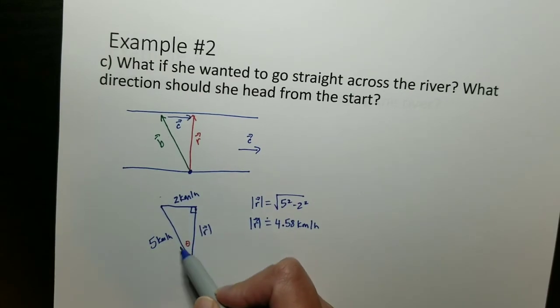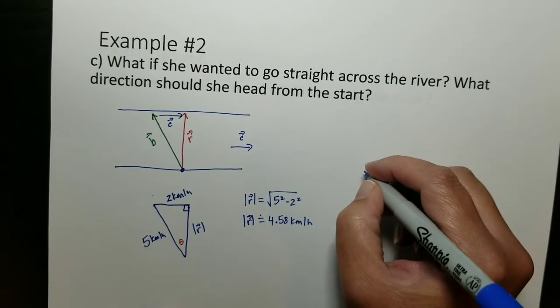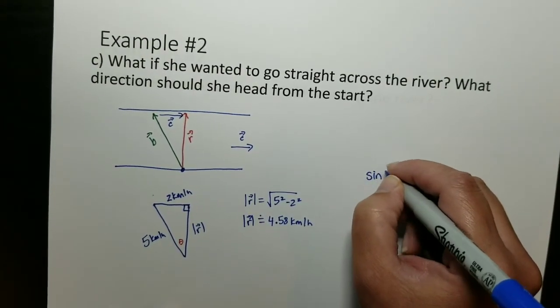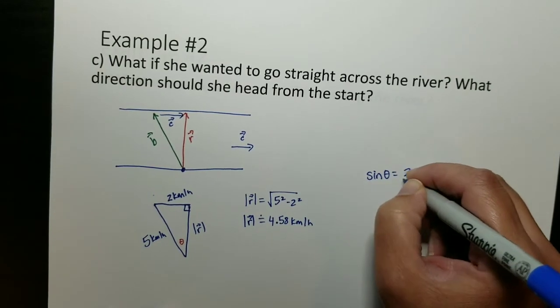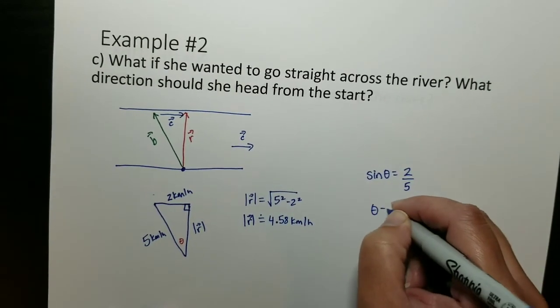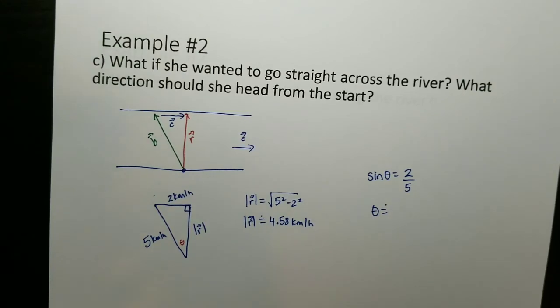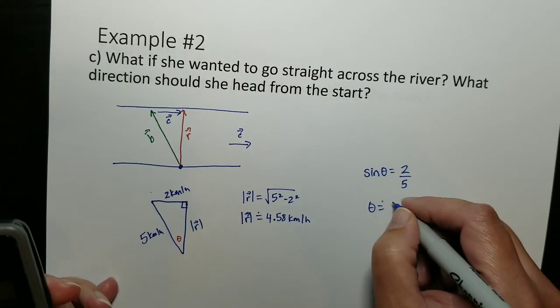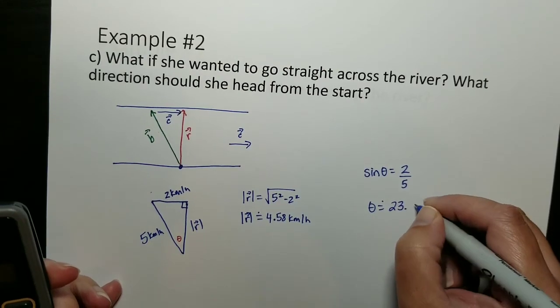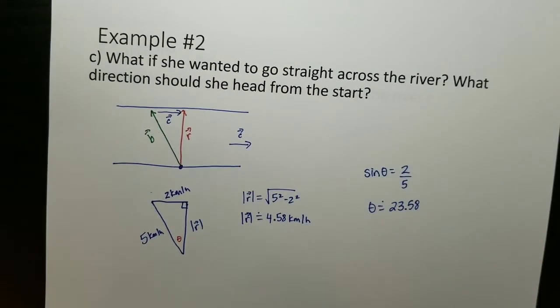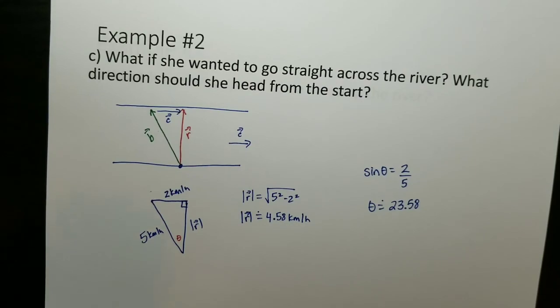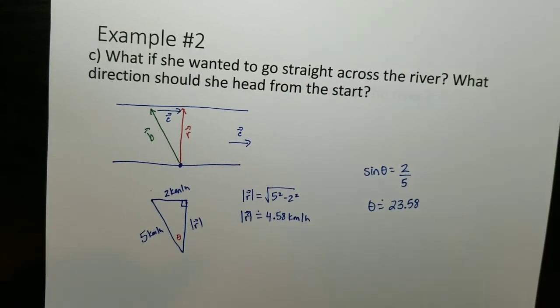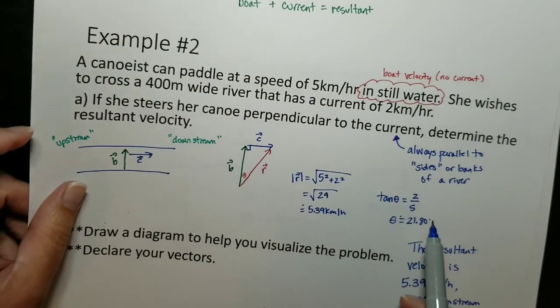But we could use this. Now it would be a sine ratio with opposite and hypotenuse. So we could say sine theta is 2 over 5. So theta is about 23.58. And that's not the same angle.